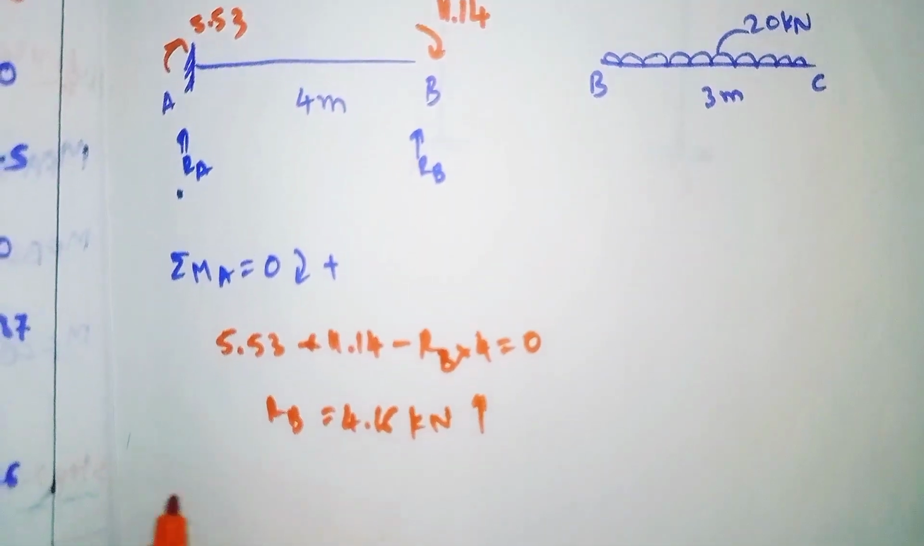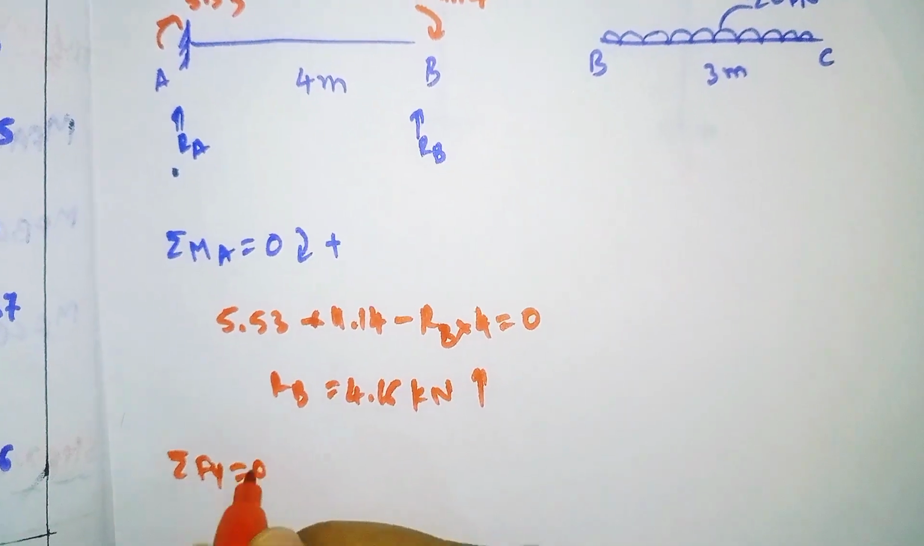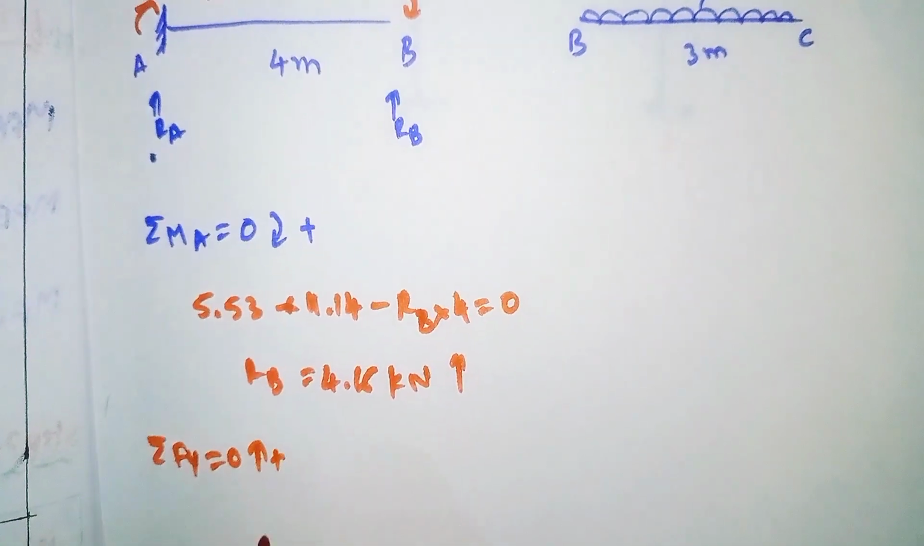So now if we do the summation of all the vertical forces equal to 0, it means upward we need to take the positive.